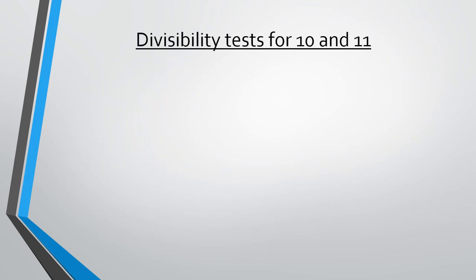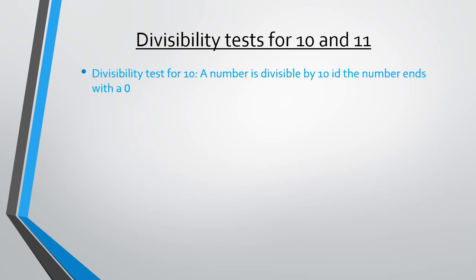Divisibility tests for 10 and 11. Children, divisibility test for 10 is the easiest because any number that ends with 0 is divisible by 10. Here I have given a huge number and that number ends with 0. Therefore, you can blindly say that this huge number is divisible by 10.